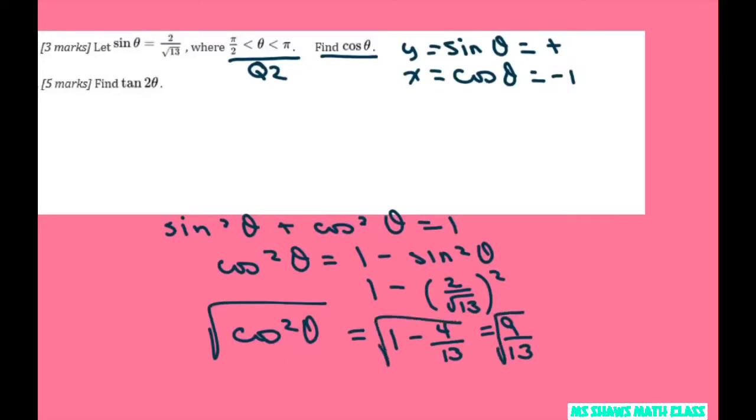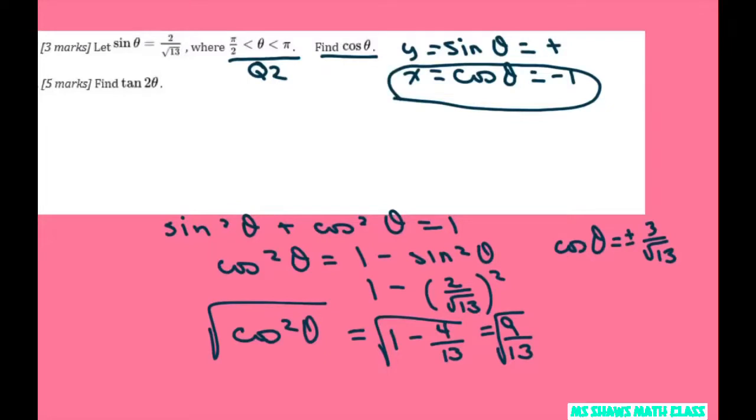Go ahead and do that one too. So cosine of theta is going to be plus or minus 3 square root of 13. And since we're in quadrant 2, that means we're going to do the negative. So cosine of theta equals negative 3 square root of 13. Now we have to find tan of 2 theta.